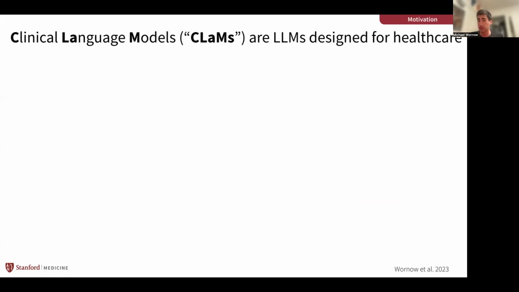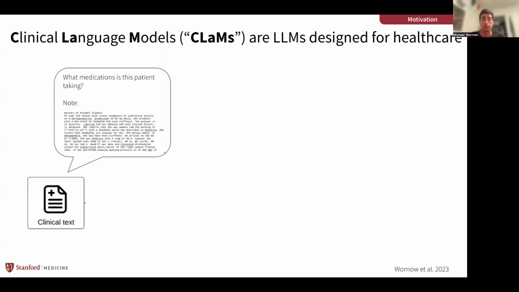The first thing to quickly note is we use this term clinical language model, or CLaM for short, to describe large language models that are designed for or fine-tuned for clinical use cases, just to distinguish them from more general large language models. The focus of this section will be on CLaMs, or clinical language models, specifically. Basically, a clinical language model is just a language model for clinical tasks. It takes as input text, so medical or clinical or biomedically oriented text.